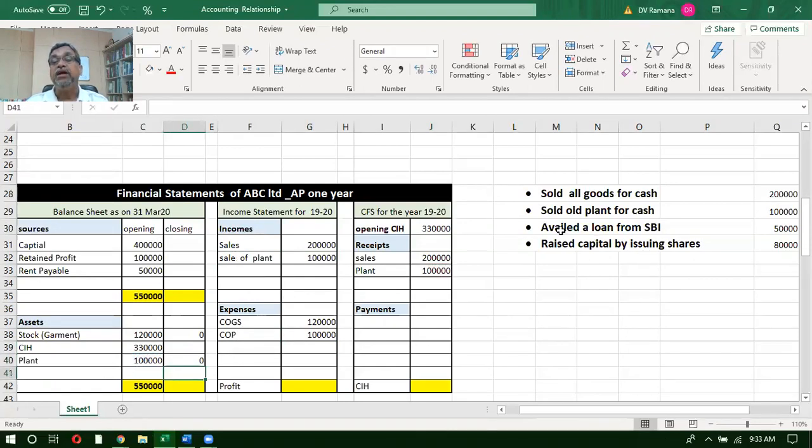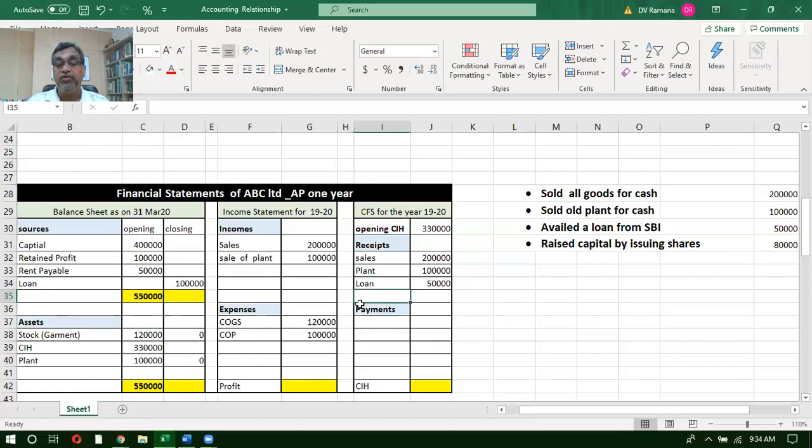Availed a loan of 50,000. So we took another loan for the business and that is 50,000. It's a cash receipt, but not an income, but a liability. So we have seen that some receipts are incomes, some receipts are reduction of asset, some receipts are liabilities, and some receipts are equity.